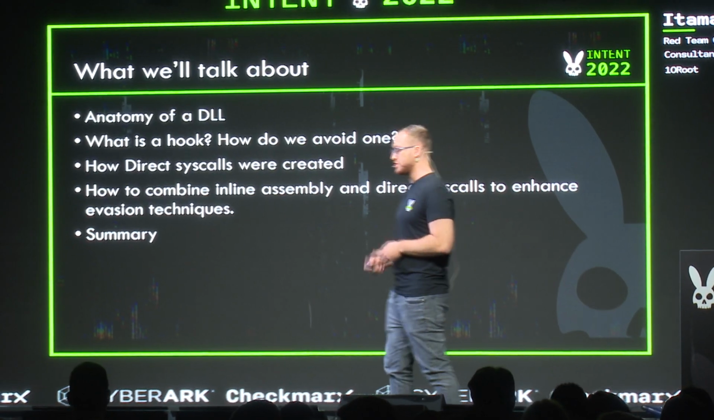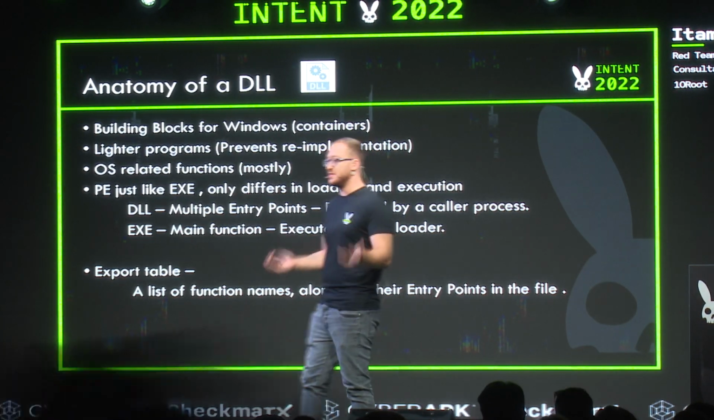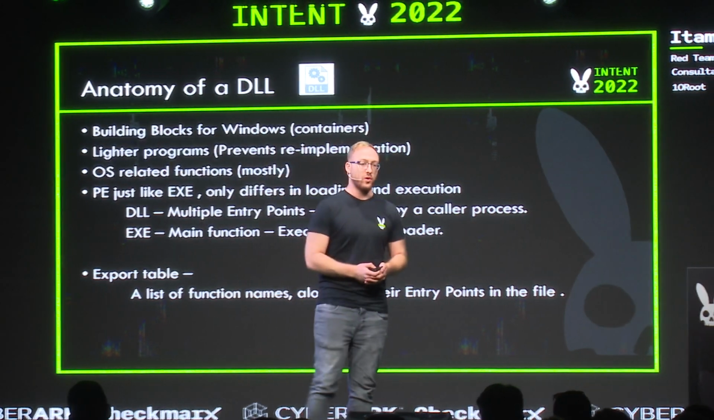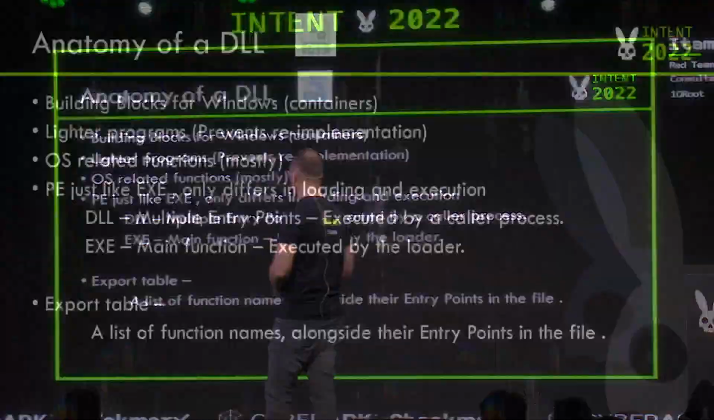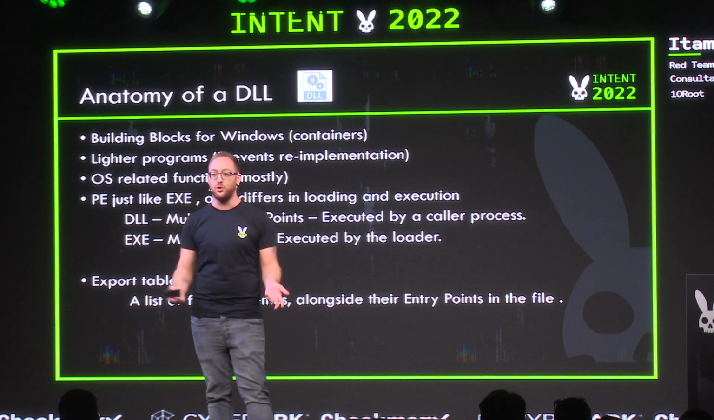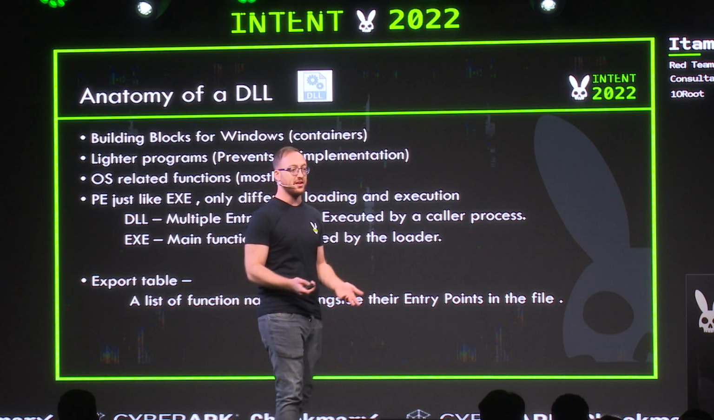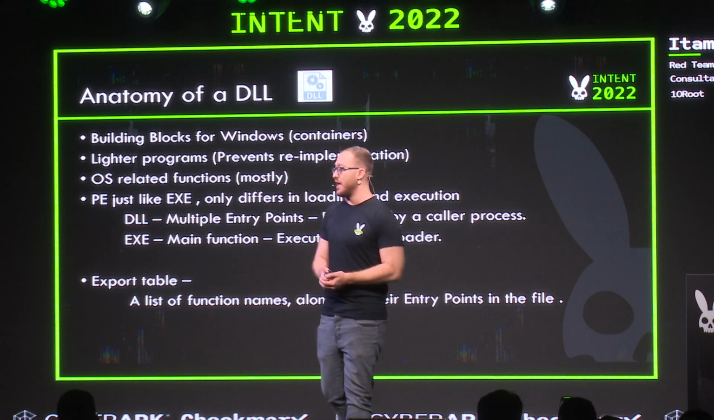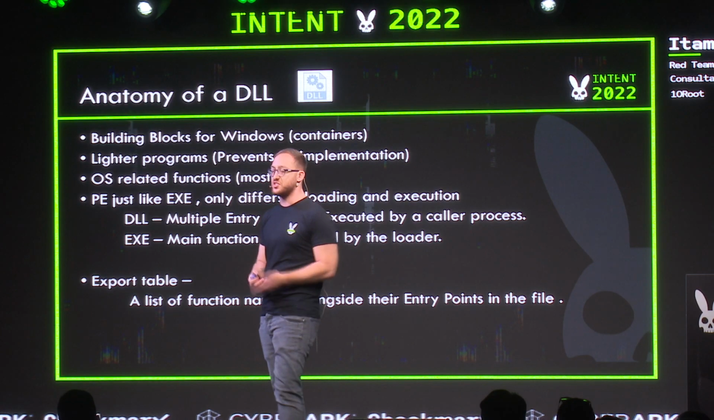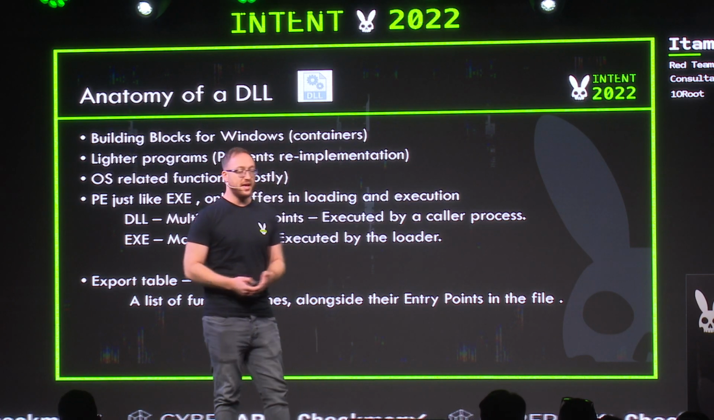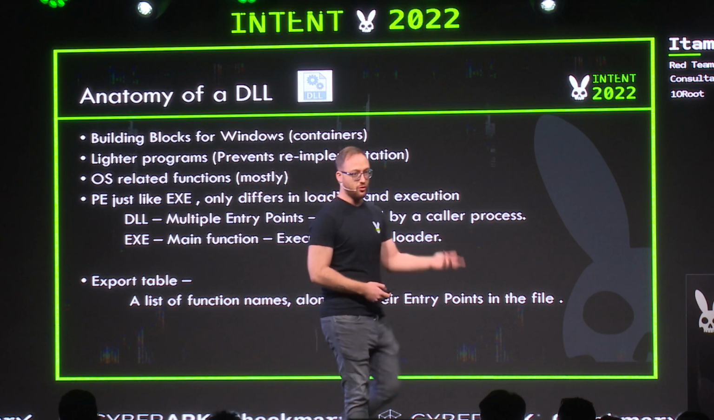So the first concept that we need to talk about is the DLL and its anatomy. So as we mostly know, DLLs are the building blocks for the Windows operating system. They contain most of Windows API. They are here to provide us with the ability to program lighter programs without re-implementing a lot of OS code. And another thing that's very important to remember is that a DLL is just like an executable file, and that is from the portable executable format.